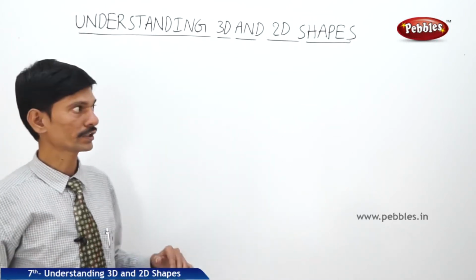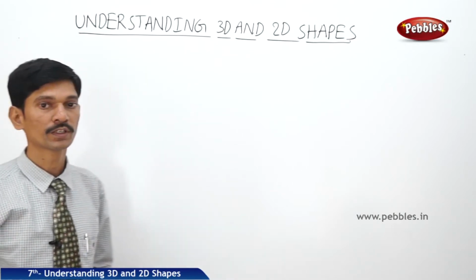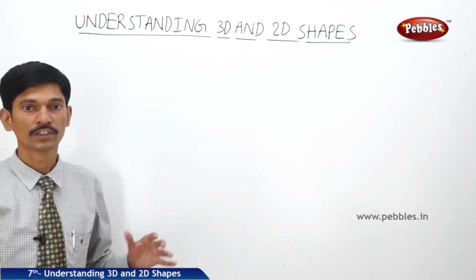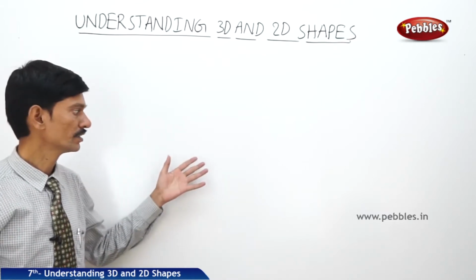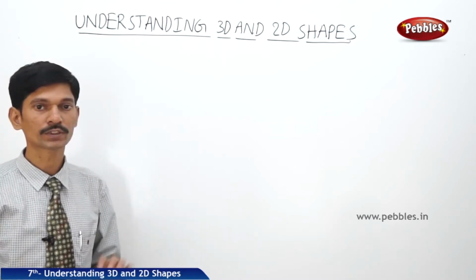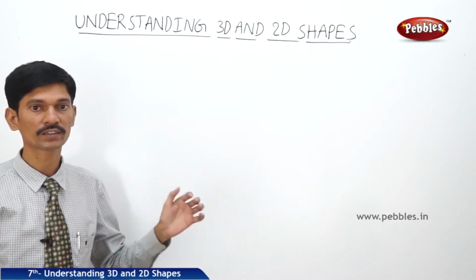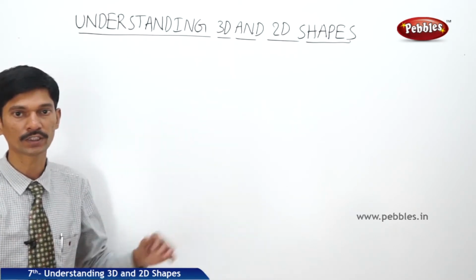Now let us learn the next chapter, that is understanding 3D and 2D shapes. Now what are the 2D shapes? If you observe any plain paper or any square sheet, these objects have only two dimensions such as length and breadth. So these shapes are called 2D shapes, means two-dimensional shapes.